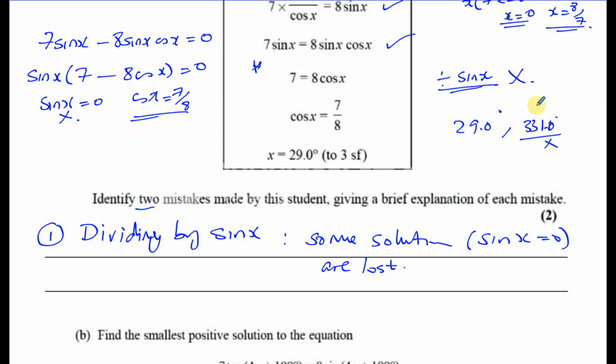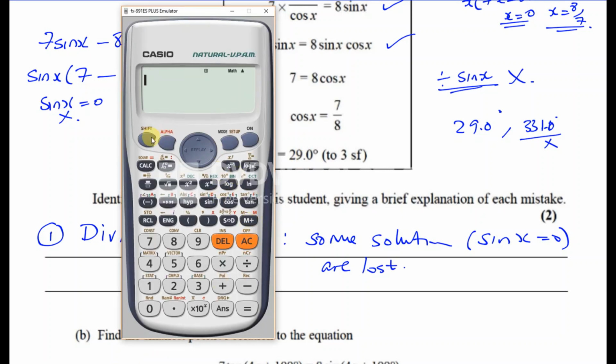However, remember the cosine curve: the first angle is what the calculator gave you. Let's just make sure that was correct. So shift cosine of 7 over 8. Okay, that gives you 28.95, 29.0. That's correct. But the other angle is missing because, as I said, 360 minus this gives you the other angle, which shares the same cosine ratio as 7 over 8.